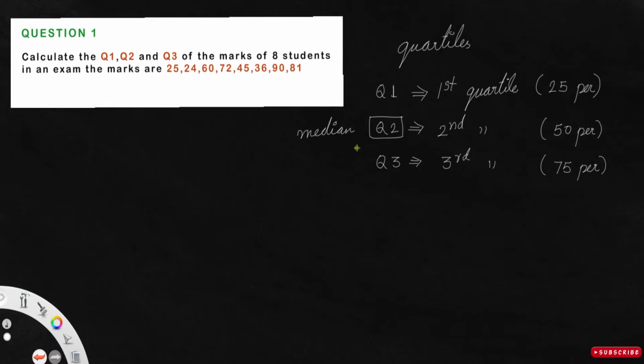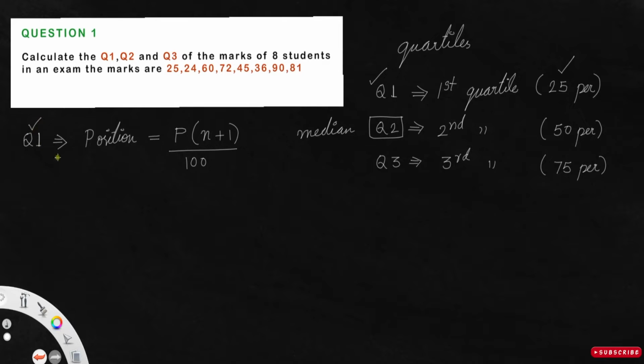So first we have to find the quartile Q1. Its percentile is 25 percentile. In order to find Q1, we can use a formula to find the position. You can use this formula: position is equal to P into n plus 1 divided by 100. We will talk about the notations later. So this is the position for any quartile.